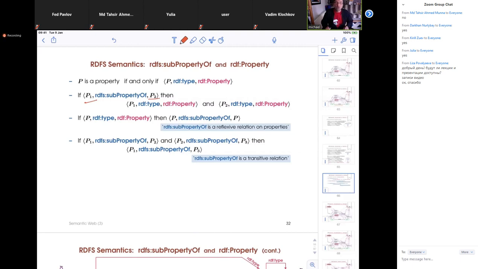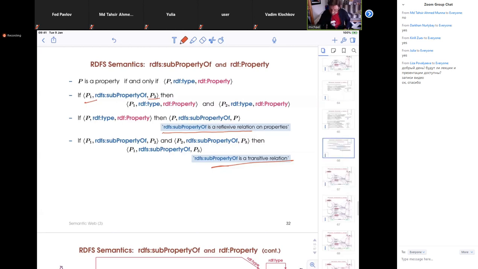Now, sub-property is a reflexive relation on properties, which is natural. Any property is a sub-property of itself. And also, sub-property is a transitive relation, like a subclass.